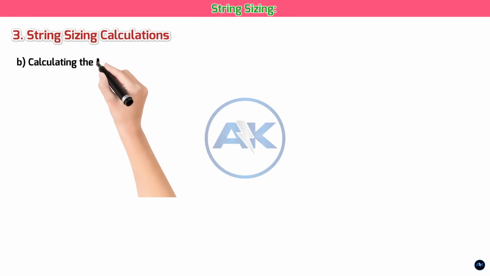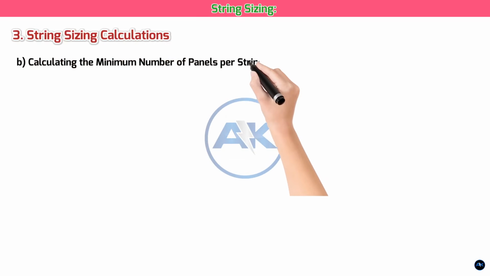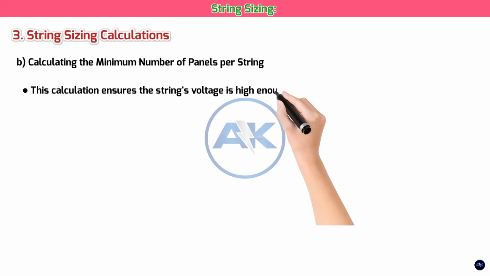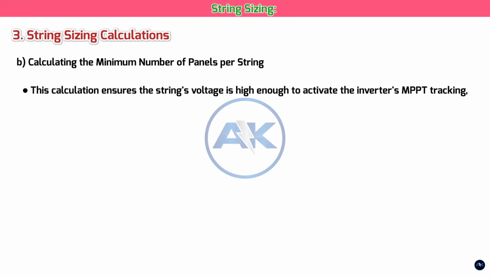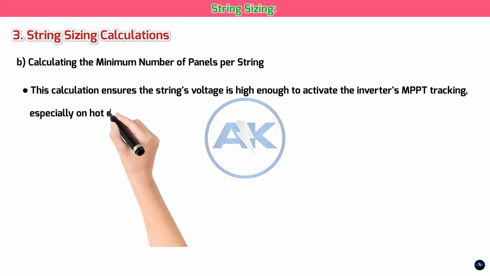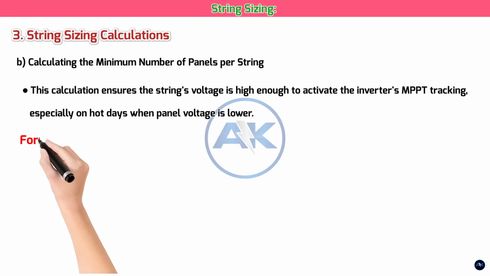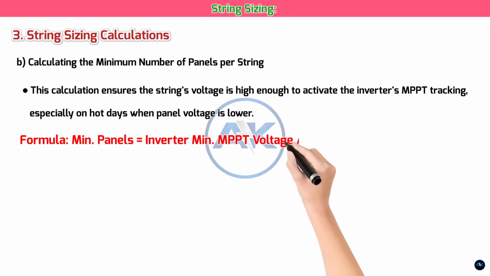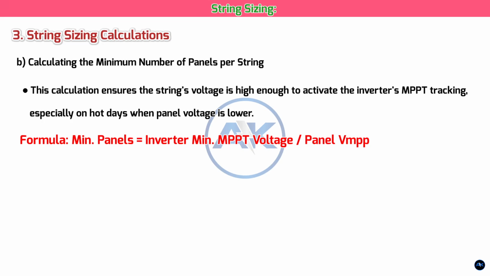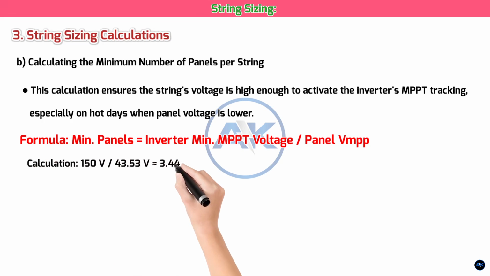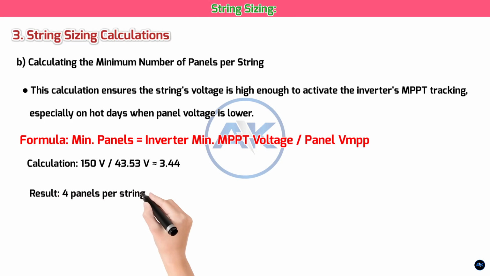B. Calculating the minimum number of panels per string. This calculation ensures the string's voltage is high enough to activate the inverter's MPPT tracking, especially on hot days when panel voltage is lower. Formula: minimum panels equals inverter minimum MPPT voltage divided by panel VMPP. Calculation: 150 volts divided by 43.53 volts, approximately 3.44. You must always round up to the nearest whole number. Result: 4 panels per string.